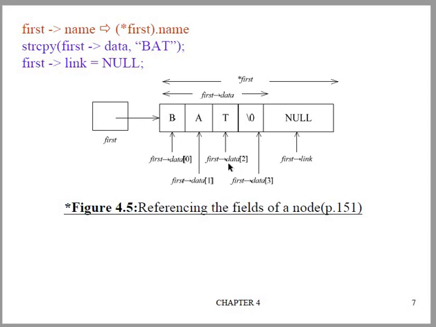If the first pointer is pointing to this node, we'll do it like this. This is the first node we created, and no other node is created yet. We have to create them also. So initially, the link will become null.